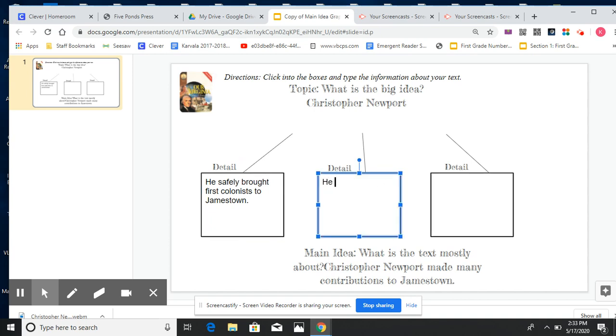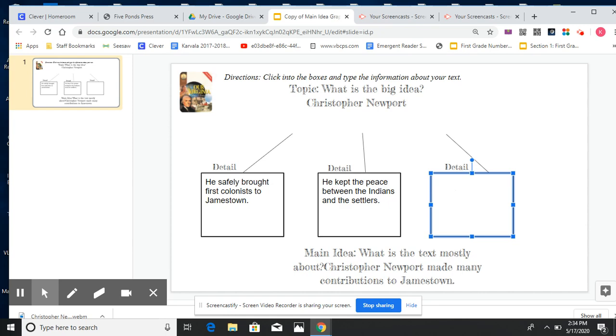He kept the peace between the Indians and the settlers. Did you think of another one? Were you able to?